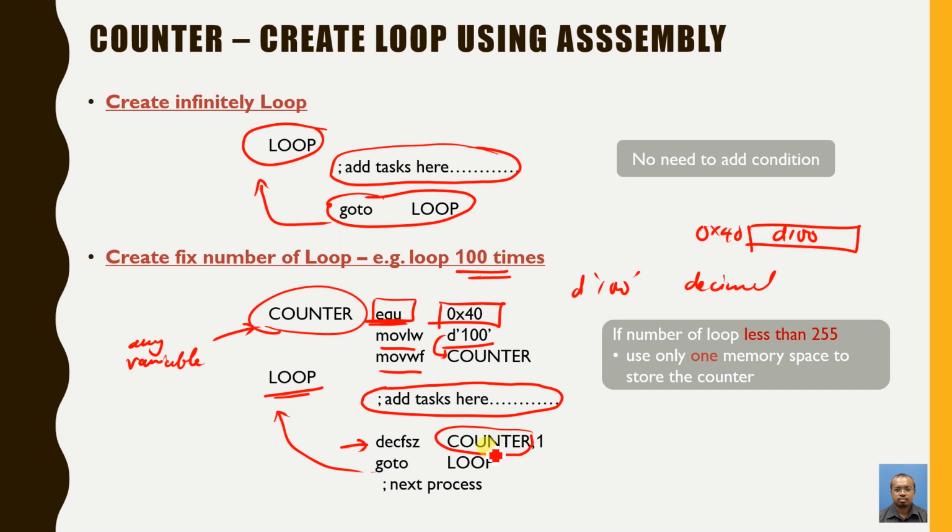What happens is it becomes 0. When the counter is 0, the instruction will skip. The instruction will test if the answer is 0. So if it's 0, it will skip the go to instruction, and then it will do the next instruction. It will not execute the go to instruction. That was the function of decrement f.